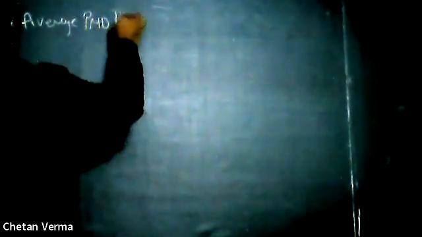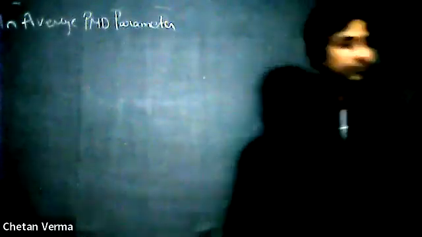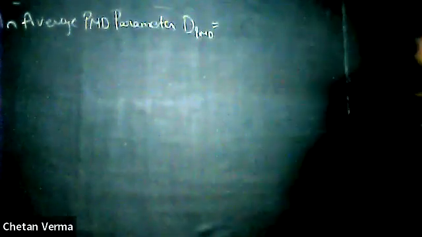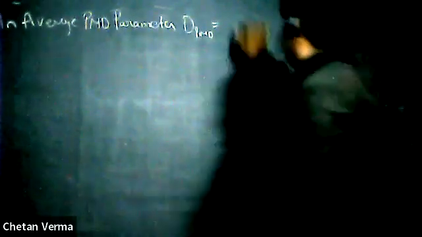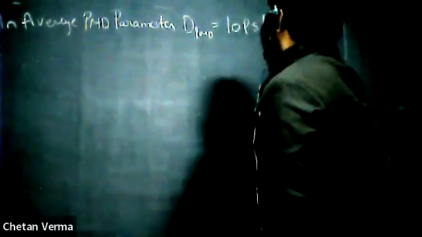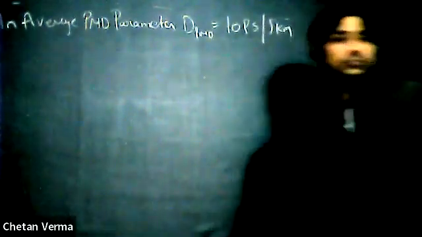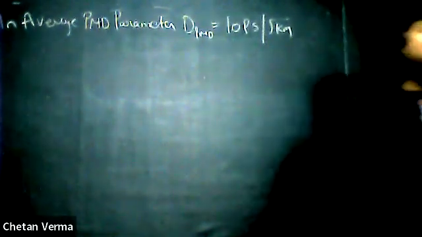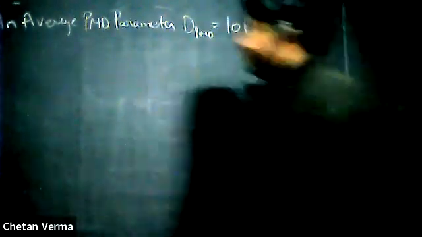Now start with the next numerical. An average PMD parameter, that is your D_PMD, equal to 10 picosecond per root kilometer, is specified for a typical single mode fiber.